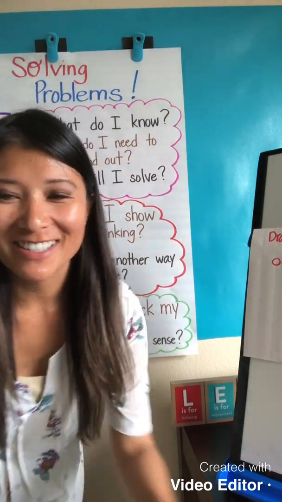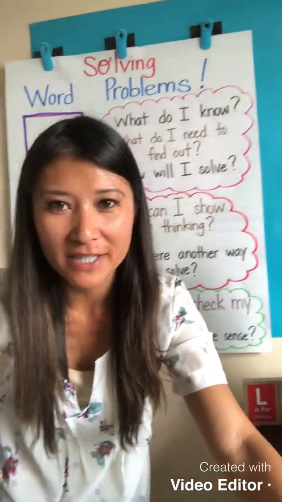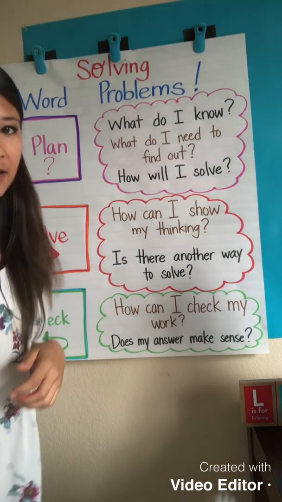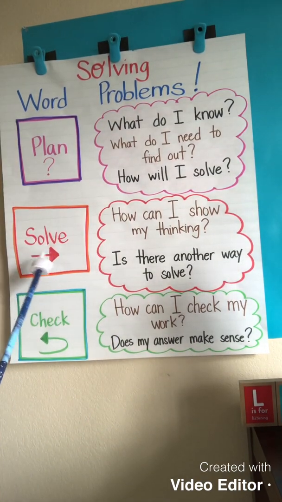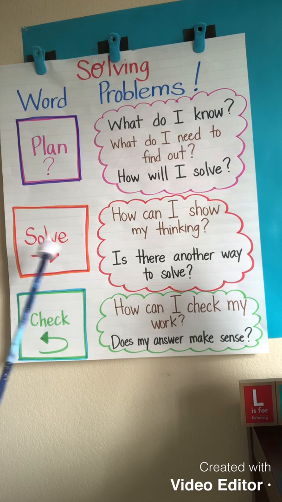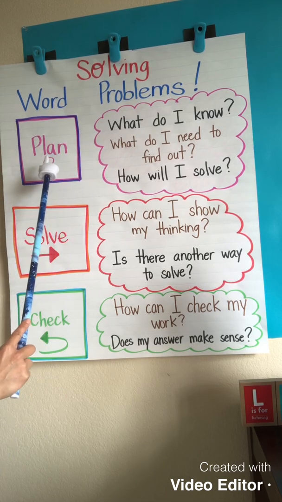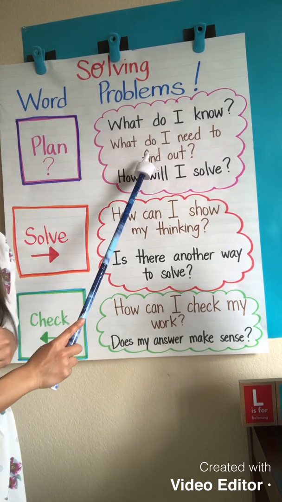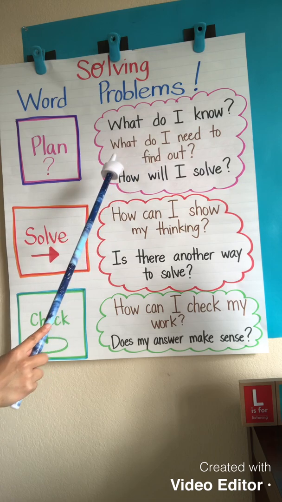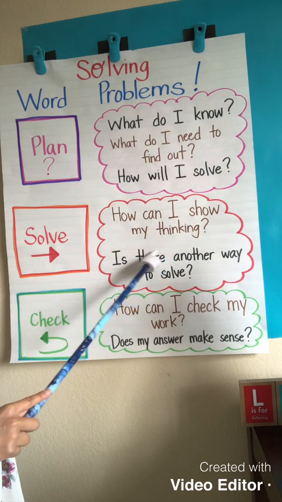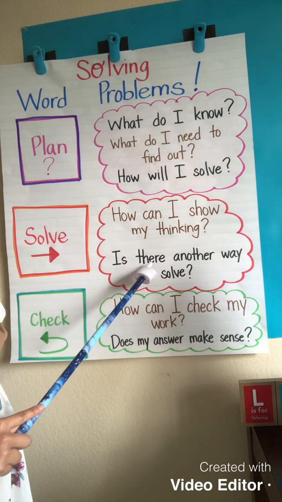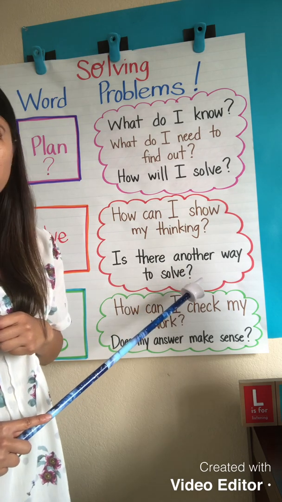Again, mathematicians. Yesterday, we talked about the second step to solving word problems, and that's actually the solve part. After you've had a chance to plan, figure out what you know and what you need to find out, then you can actually start showing your work and thinking about if there's another way to solve the word problem.